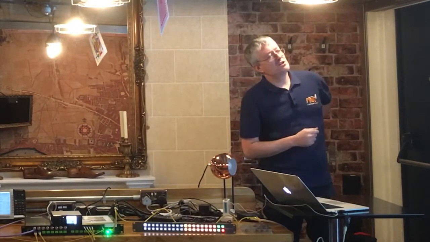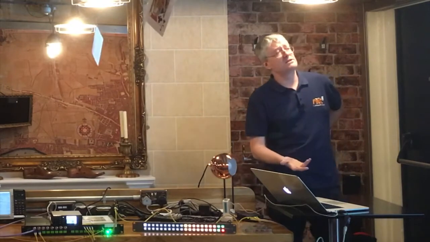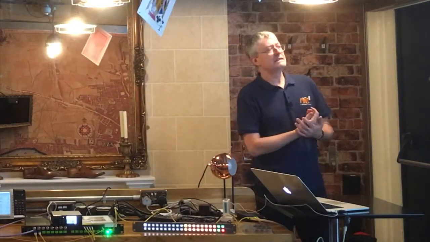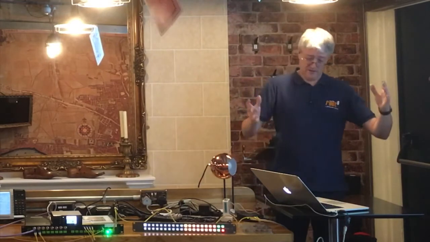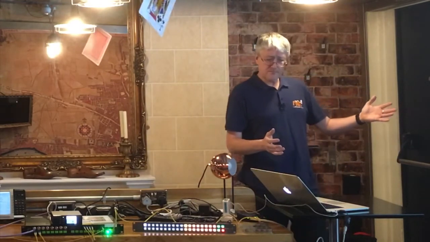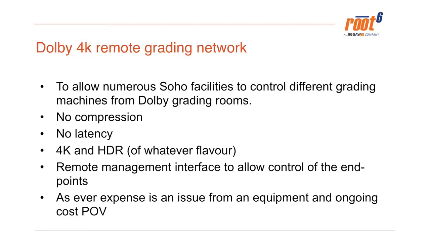But the example that we like to show people, because it illustrates a lot of these techniques, is the Dolby 4K cinema net that we built for them last year. Numerous Soho facilities can connect essentially to the grading panel, the Baselight panel and the big Eclipse projector in Dolby's grading rooms. The idea was that on the last day of a grade, you take the director and the producer to the best viewing room in the world, Dolby in Soho Square, and this is what your footage really looks like.